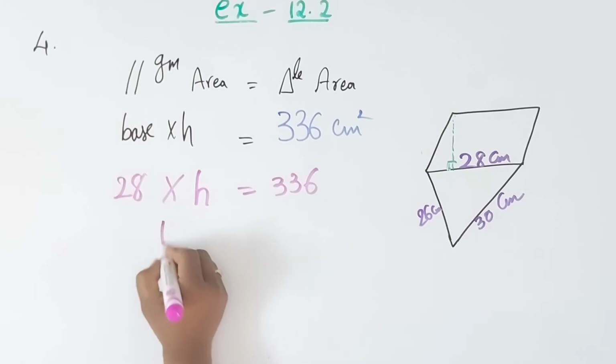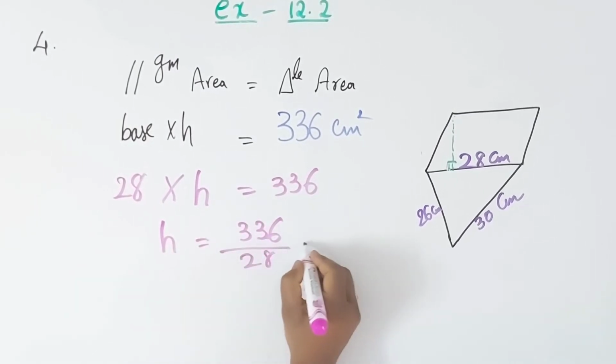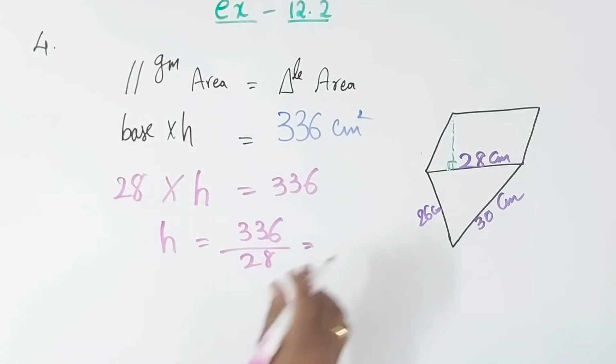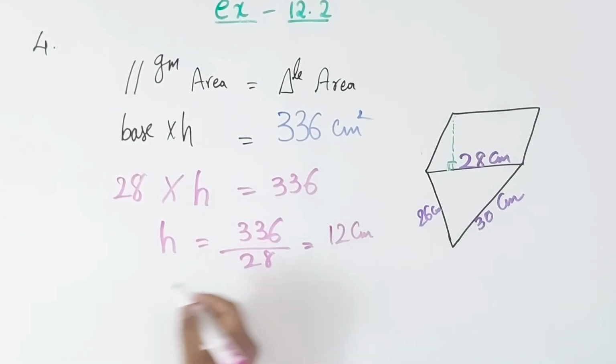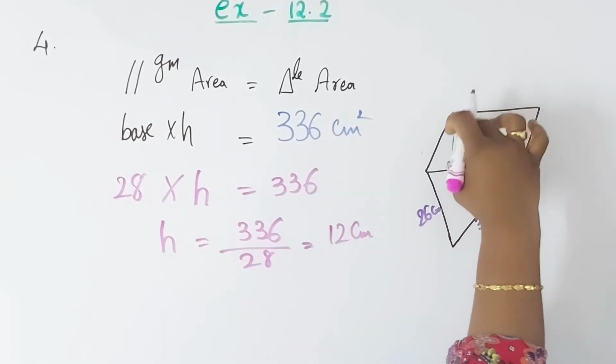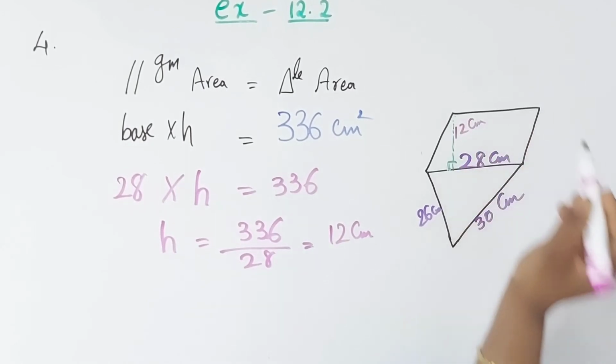336. Correct children? Now H equal to 336 divided by 28. Right? So 336 by 28 equal to 12 centimeters. That is the height of, perpendicular height of the parallelogram children. So this is 12 centimeters.